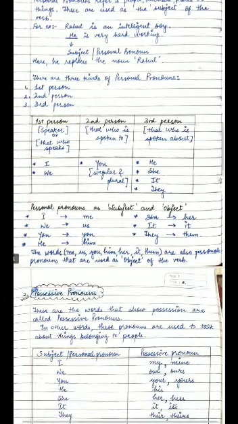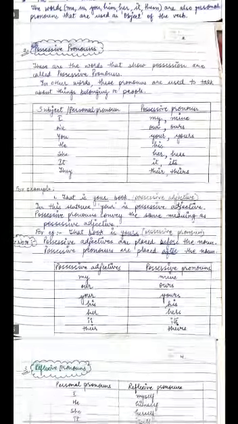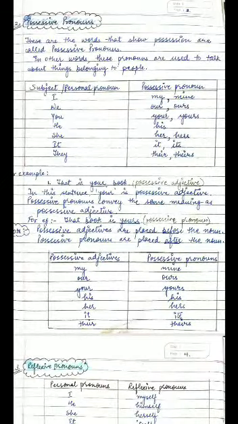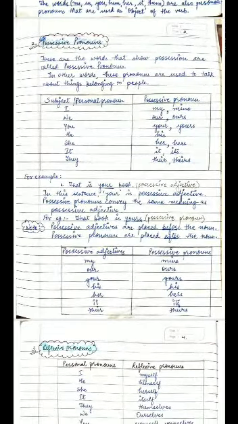Okay children, now number 2, possessive pronouns. These are the words that show possession. Or we can say these pronouns are used to talk about things belonging to people. Okay children, for personal pronoun I, possessive pronoun will be mine. We, ours. You, yours. He, his. She, hers. It, its. They, theirs.